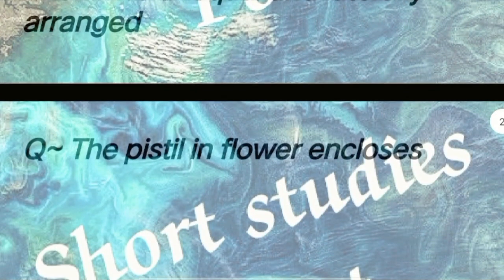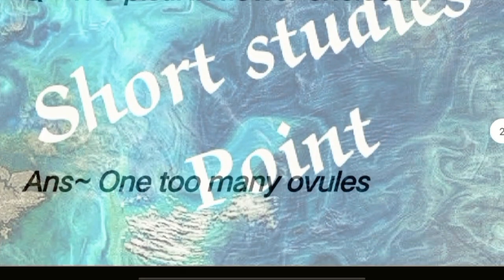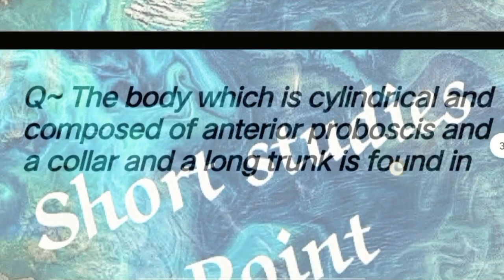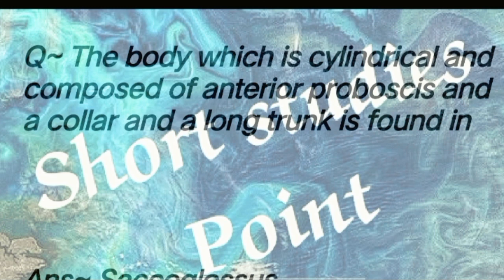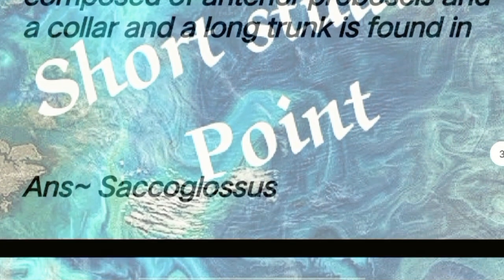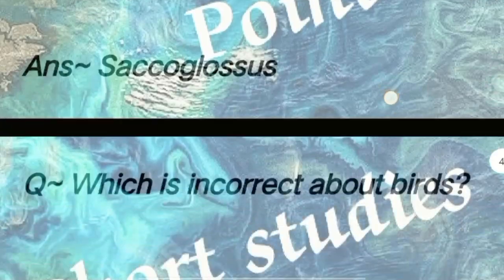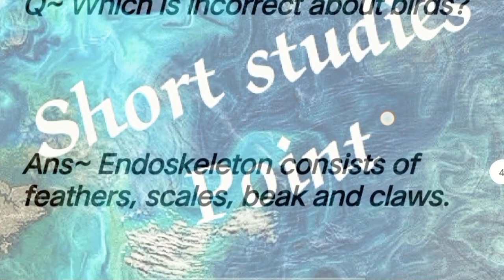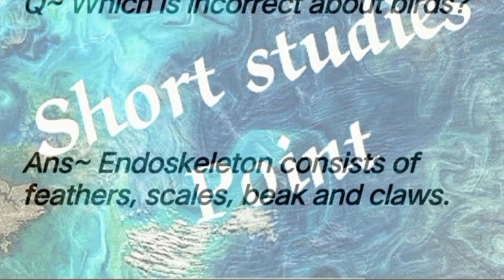Next question: the pistil in flower encloses? Answer: one to many ovules. Next question: the body which is cylindrical and composed of anterior proboscis, a collar, and a long trunk is found in? Answer: Saccoglossus. Next question: which is incorrect about birds? Answer: endoskeleton consists of feathers, scales, beaks, and claws.